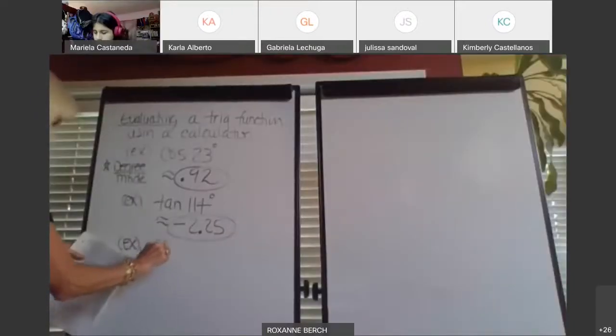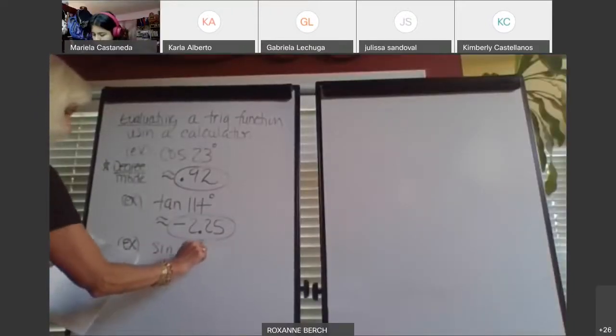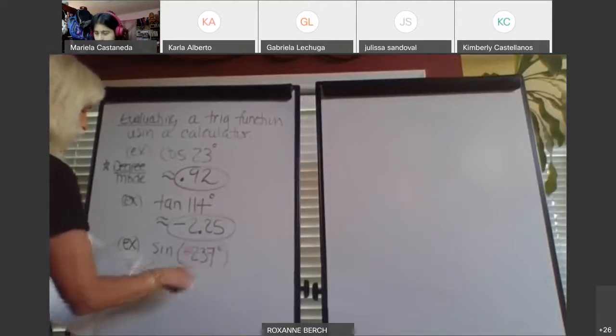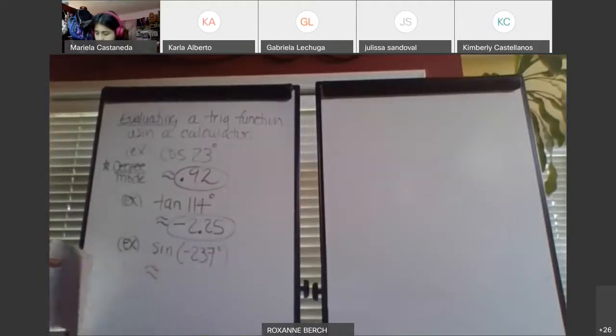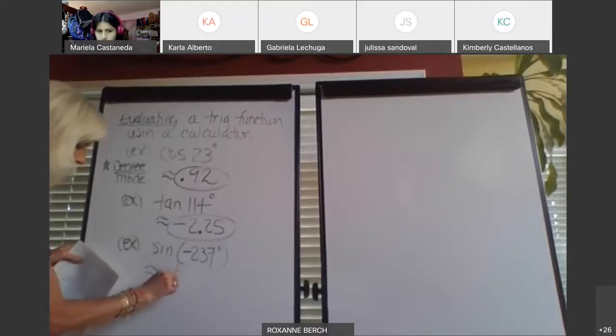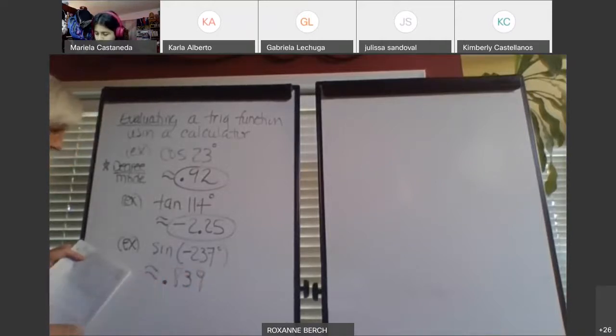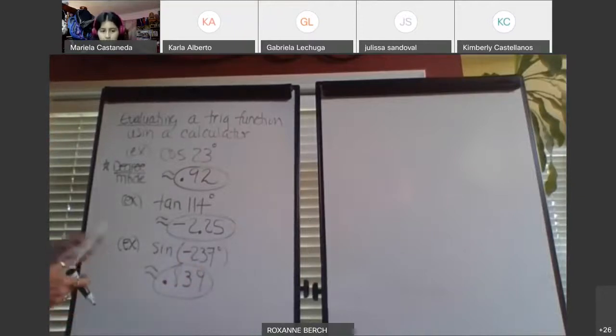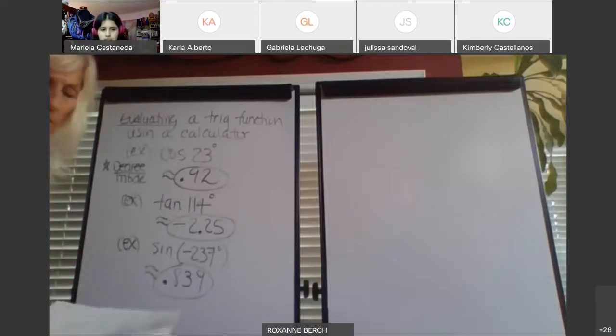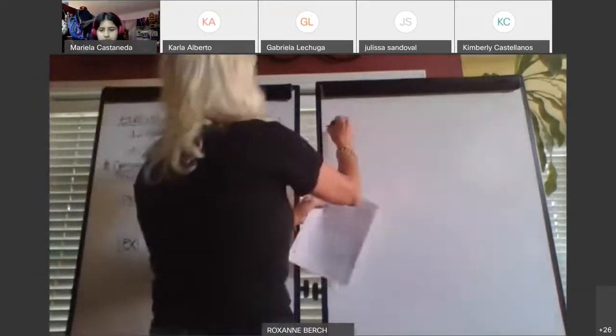And then we have the sine of negative 237 degrees. We know nothing about that. Can't find that on the unit circle. So what's the sine of negative 237 degrees? Is it about 0.839? Yes. Okay, so let's go to radians now.